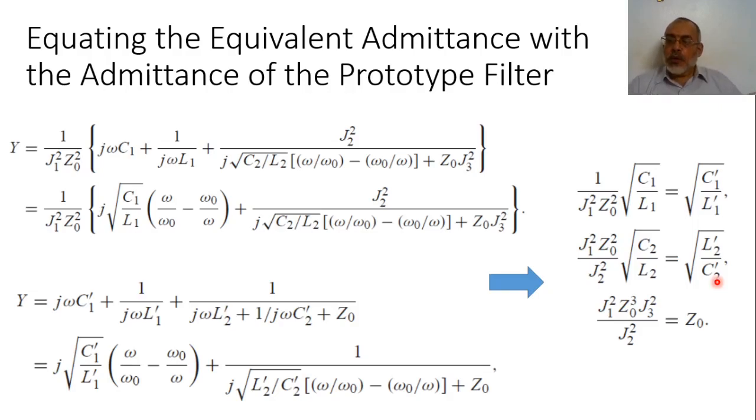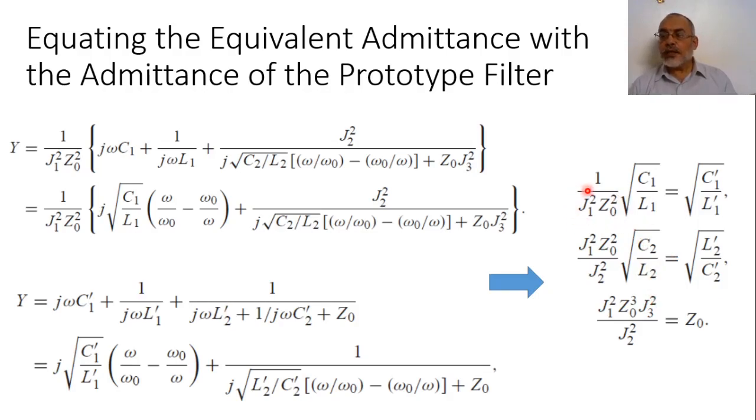When we are going to design a bandpass filter, we start from the prototype, and from the prototype we determine L1 dash, C1 dash, L2 dash, C2 dash according to the prototype and according to the required omega naught, the bandwidth and everything, and Z naught. And from these values, we can now determine the values of J1, J2, C1, L1, C2, L2, and so on.